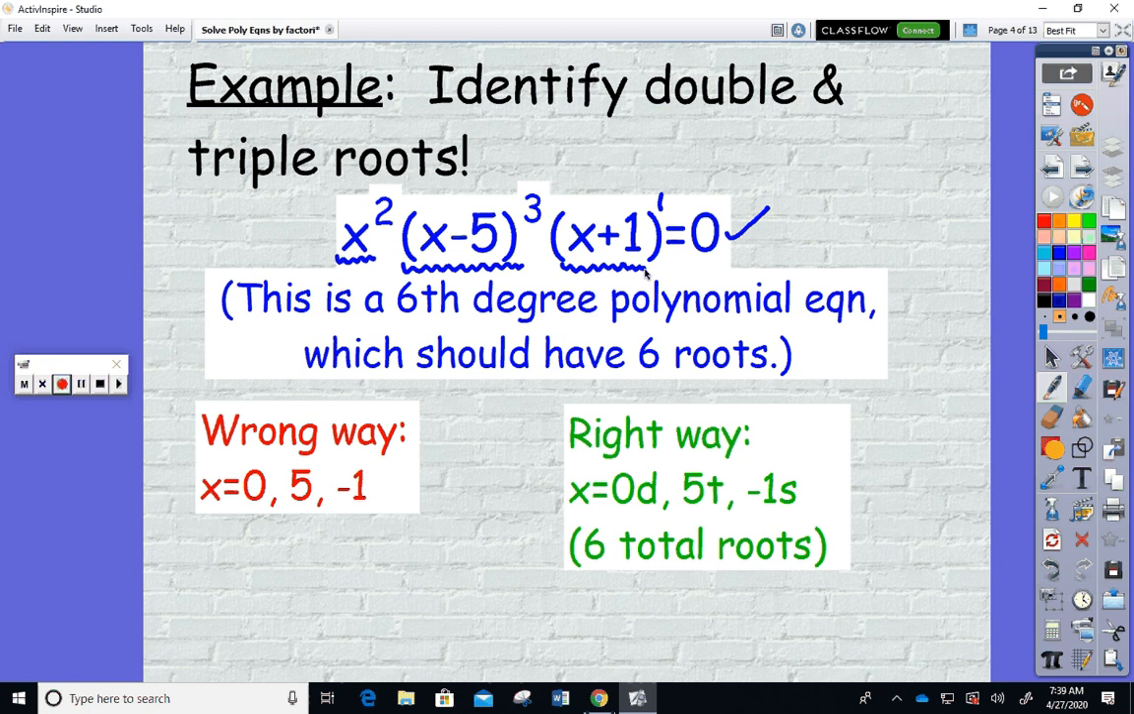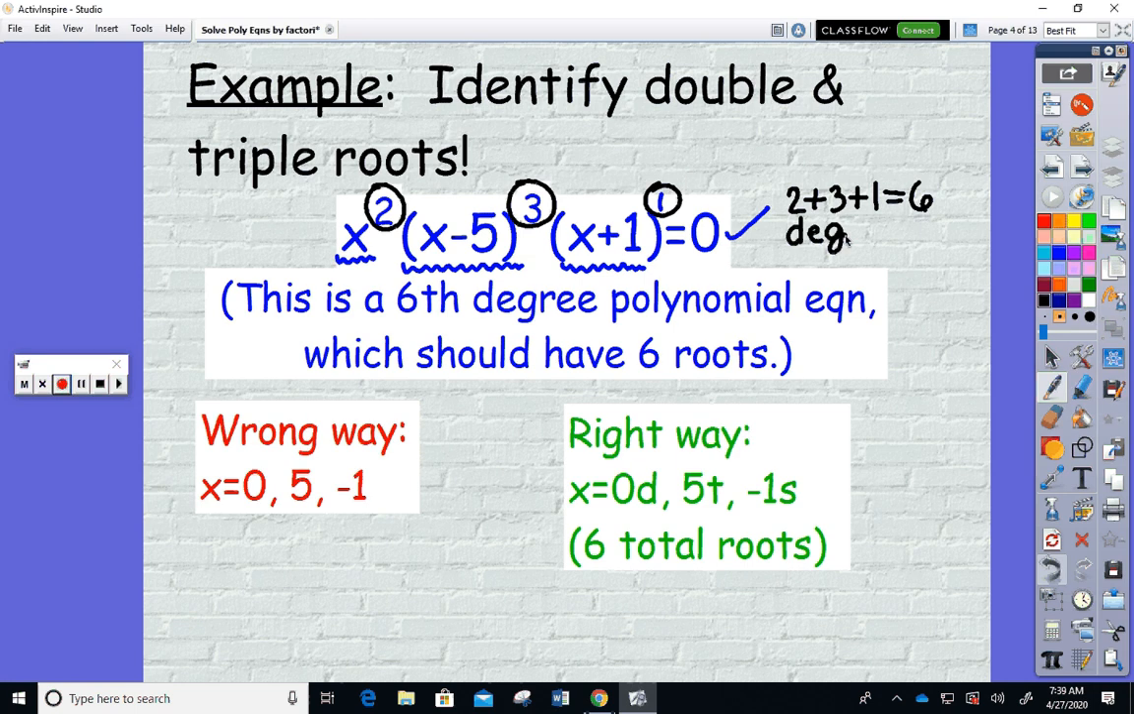The other thing is when it's in factored form, like I've got it, you can tell the degree. 1, 2, 3, 4, 5, 6. So in factored form, if it's in descending form, you look at the highest exponent. In factored form, you add the exponents of each of the individual factors, and that gives you the degree.